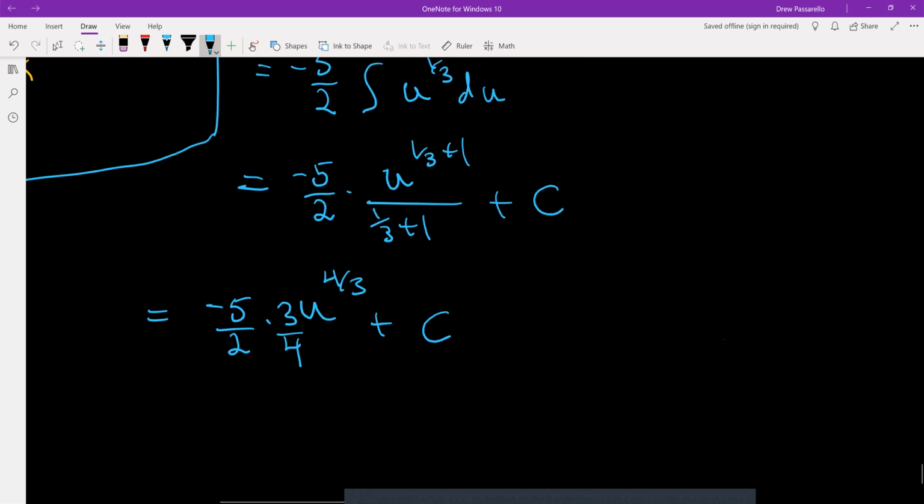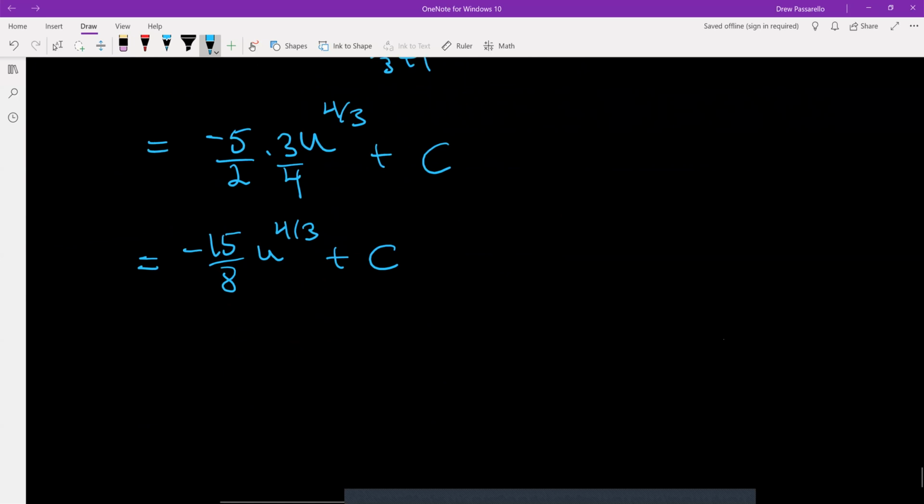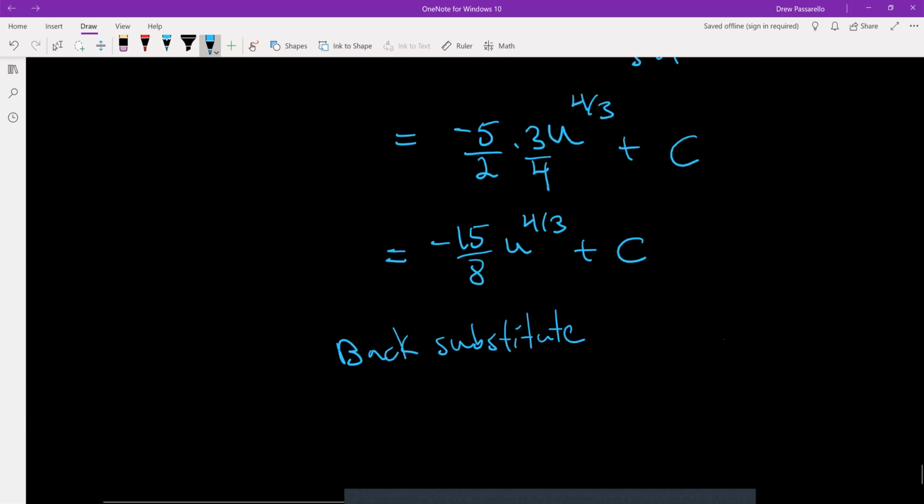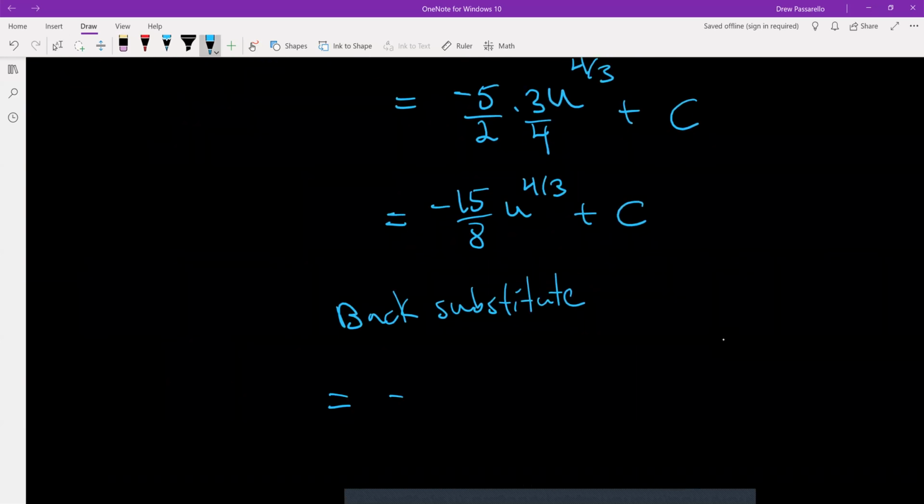And now I multiply, so negative 5 times 3 is negative 15, and then 2 times 4 is 8. So I have negative 15/8 u to the 4/3 plus c. And now I just back substitute what u was. u was 1 minus x squared. So I'm going to have negative 15/8 times 1 minus x squared to the 4/3 plus c.